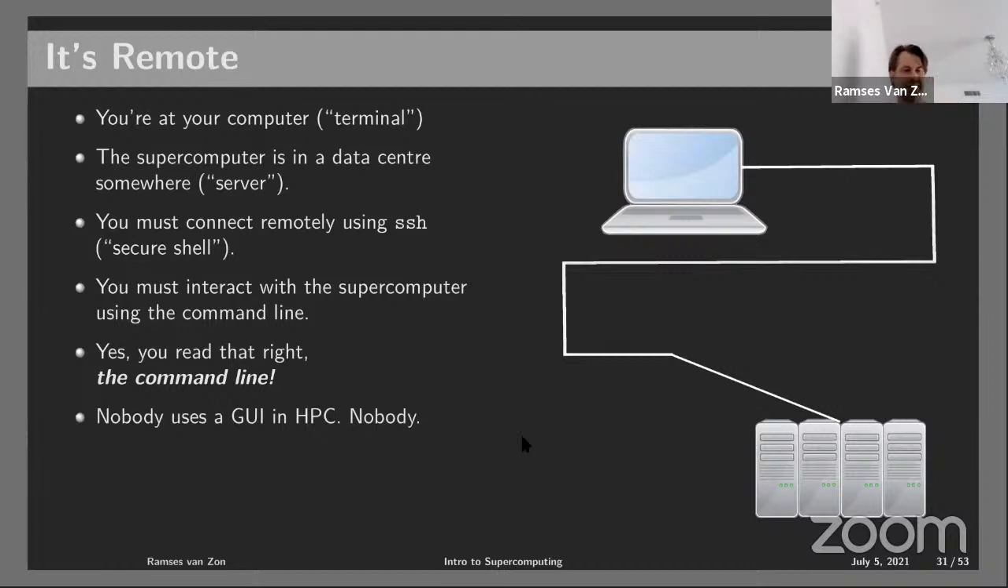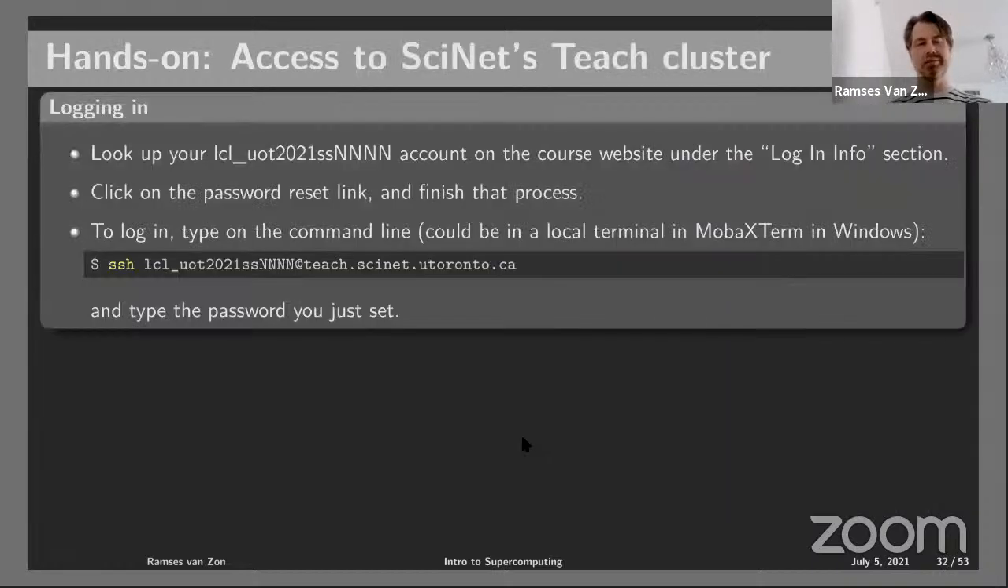That's like that, and the fact that nobody in HPC uses a GUI. If you need large-scale stuff, you're not going to be clicking. Imagine typing in by hand a million data points. You're not going to do that. You'll have a different way to do that.